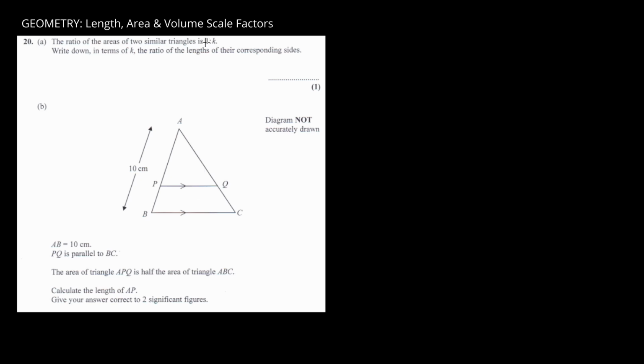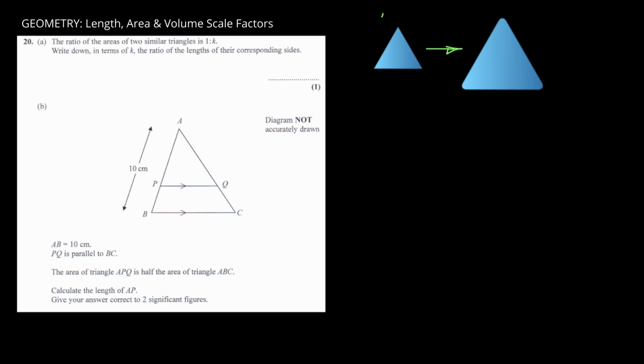Well, we've got a relationship between areas. So as I go from one shape to the other, the area of the two shapes is linked by the ratio of 1 to k. So the area scale factor is k over 1 going that way.